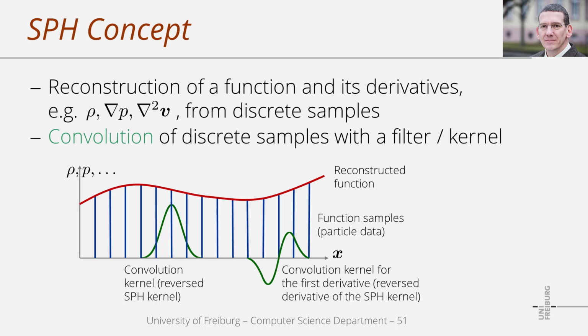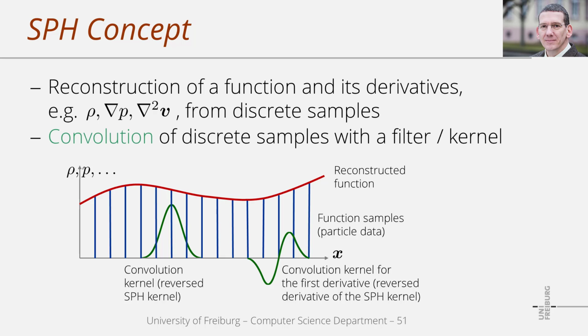The SPH concept basically corresponds to the reconstruction of a continuous function from a discretized version of this function that is given at discrete sample positions. Here in this illustration we have an unknown function shown in red, but we know some values of this function at selected positions indicated with blue lines. So each blue line is a known sample of an unknown function.